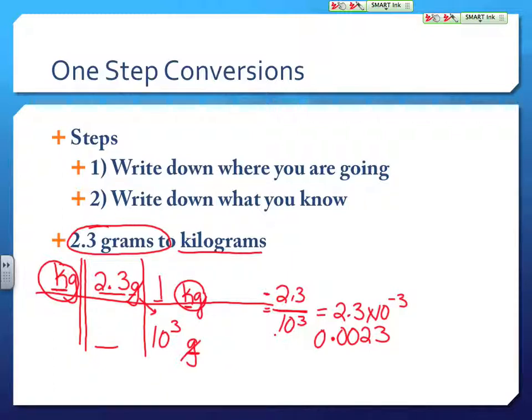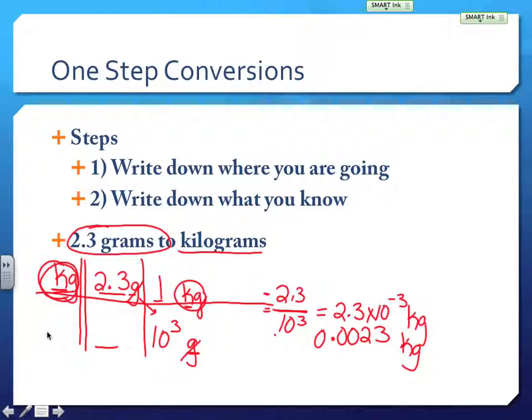Remember, a number without a label is no good. In this case, what was our label? It was that kilogram. All numbers need to have a label. That's one example of a one-step conversion.